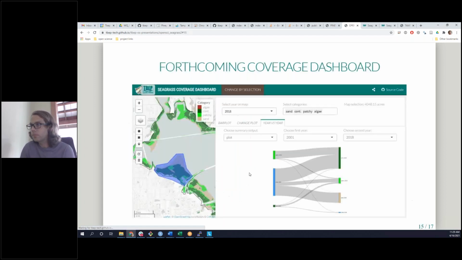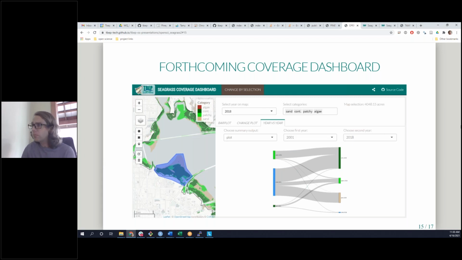And I just want to draw everyone's attention to the fact that we do have a coverage dashboard. I've been talking about the transect data, of course, but with the coverage maps, this is obviously a great resource. And with a lot of these open science or open reporting products, we want to make the most out of all of these different data sets.